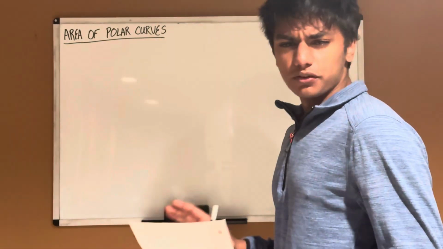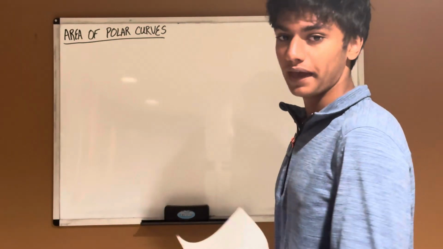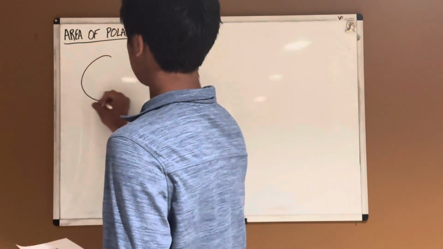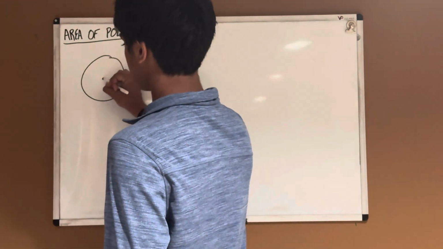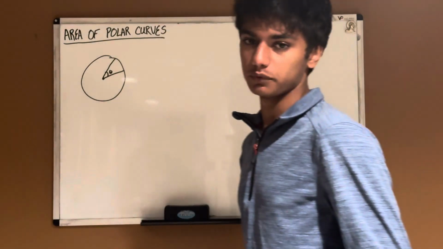So to start, let's try to derive the formula for an area of a polar curve. When we have a circle, let's say a circle like this, we want to find the area of a sector like this with an angle of theta. How would we find it?